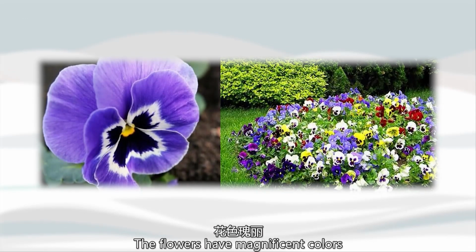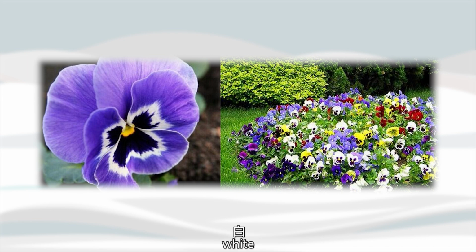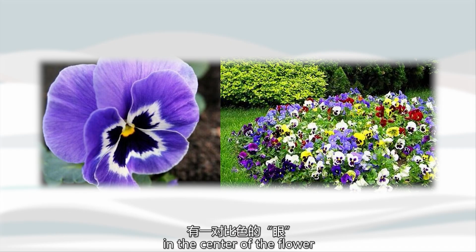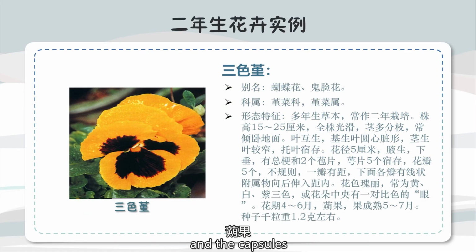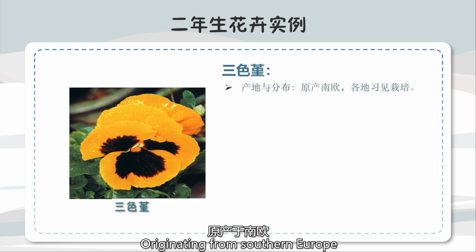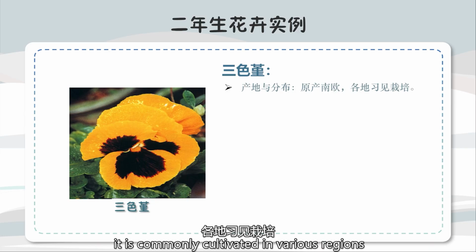The flowers have magnificent colors, often yellow, white, and purple, or with a contrasting eye in the center of the flower. The flowering period is from March to May, and the capsules and fruits mature from May to July. The weight of 1,000 seeds is about 1.2 grams. Originating from southern Europe, it is commonly cultivated in various regions.